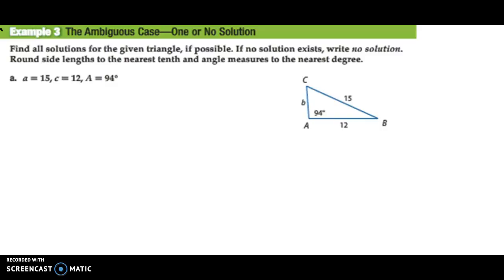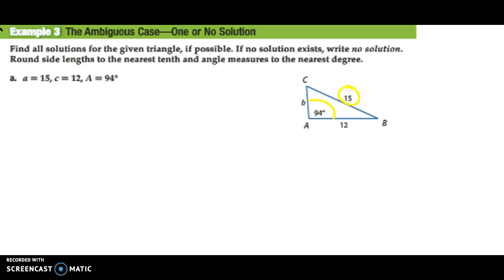All right, so it says find all solutions for the given triangle if possible. If no solution exists, write no solution. Round side lengths to the nearest tenth and angle measures to the nearest degree. So here's our triangle right here. We know that angle A is 94 degrees. We know that that's across from side 15.